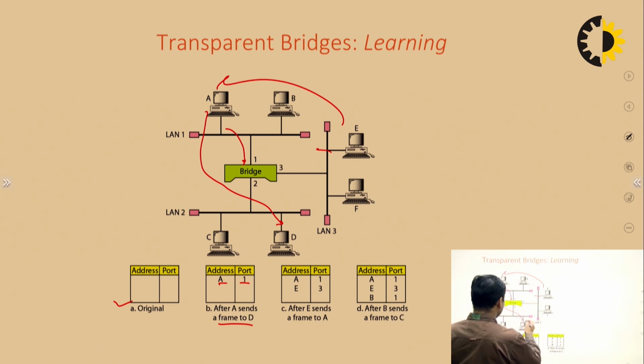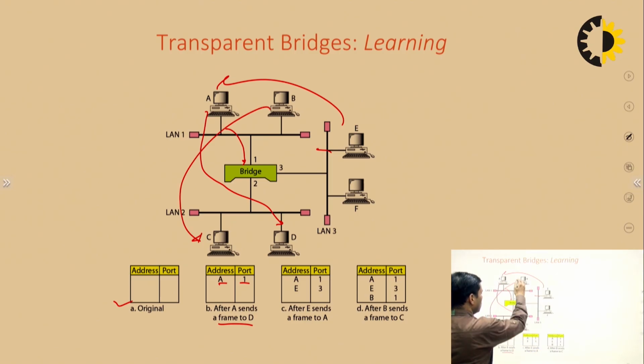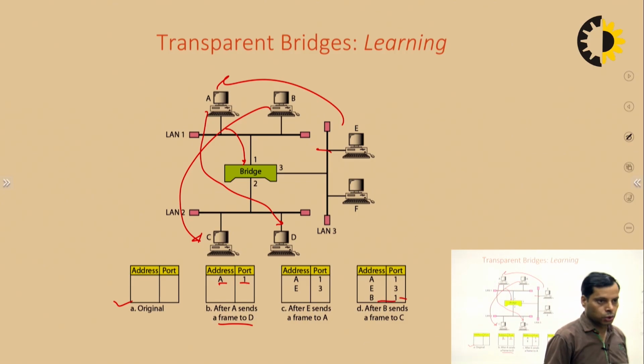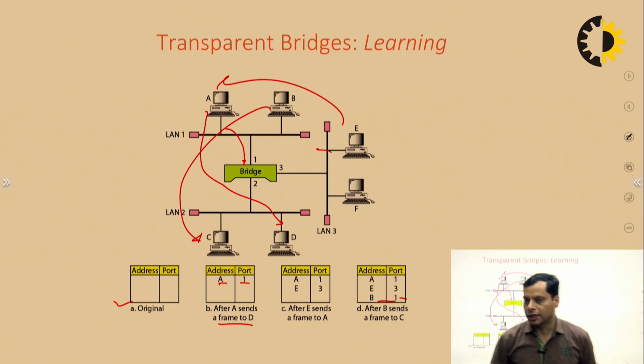Then after that, B sends a frame to C. The bridge is not able to identify C, so it will transfer the frame through the bridge with port 1, and the table will now be updated. So the lookup table can be created automatically, holding the source address and the port number where each station is connected.